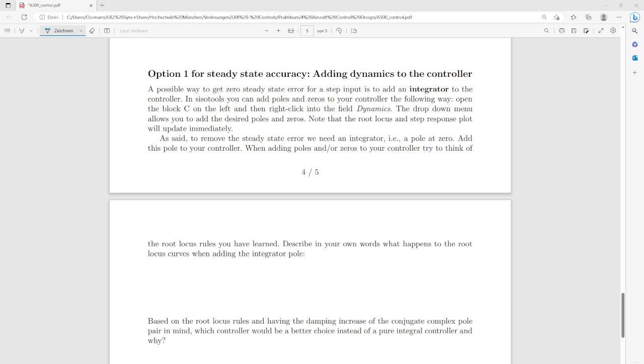Describe in your own way what happens to the root locus curves when adding an integrator. The damping, well, two curves go to infinity, meaning that we are not able to increase the damping anymore, and we get either a slow response or a lot of oscillations.